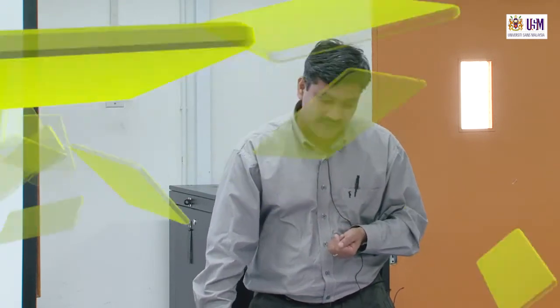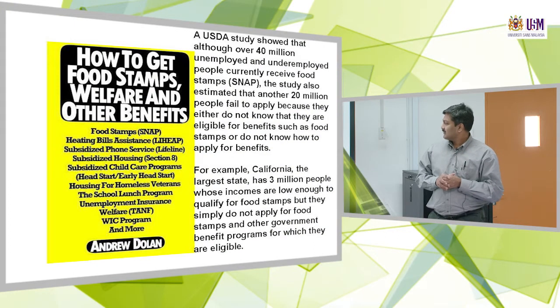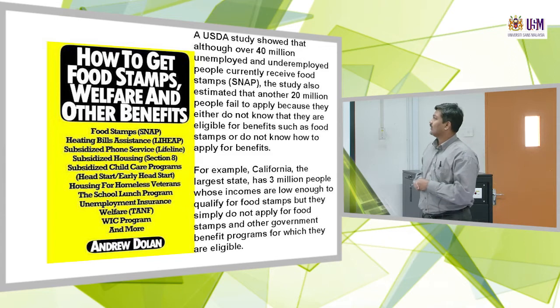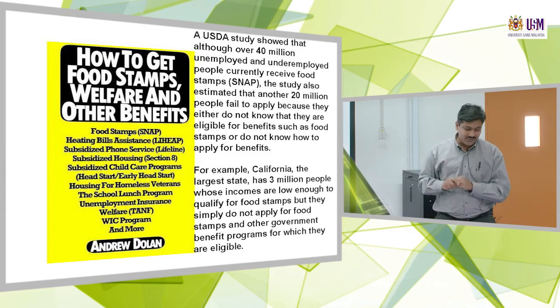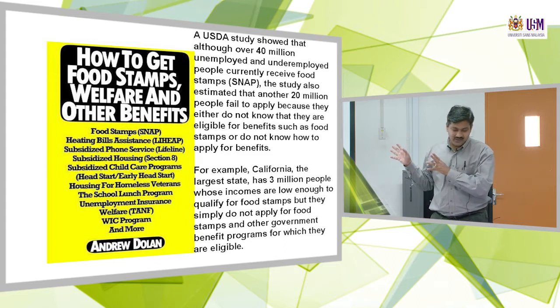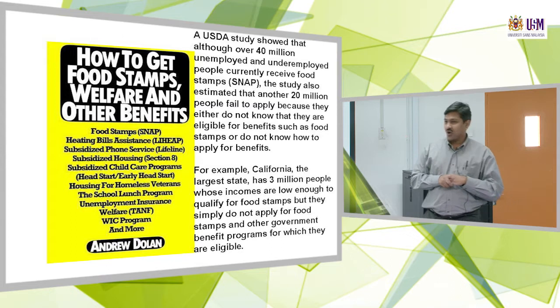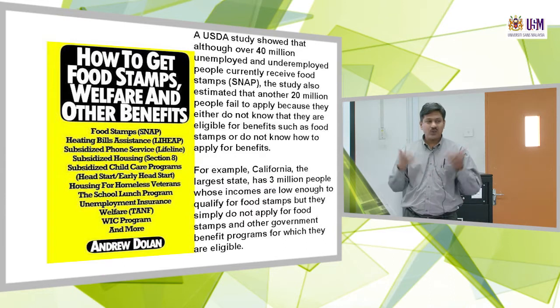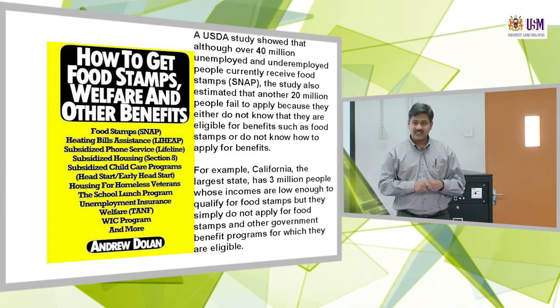So I think these are the things that influence the very classification of the welfare state, or arguments for or against the welfare state. And that means in social policy in that way. There is a book here by Andrew Dolan, it seems, which helps people get access to all this: how to get food stamps, how to get welfare and other benefits. Of course, for US citizens, mostly, maybe focused on immigrants or people who need assistance. It seems many of them don't even know how to apply.